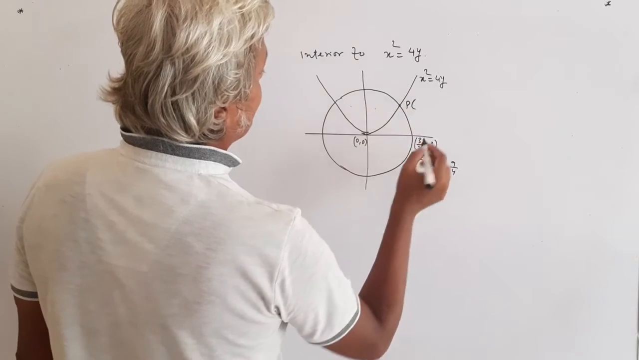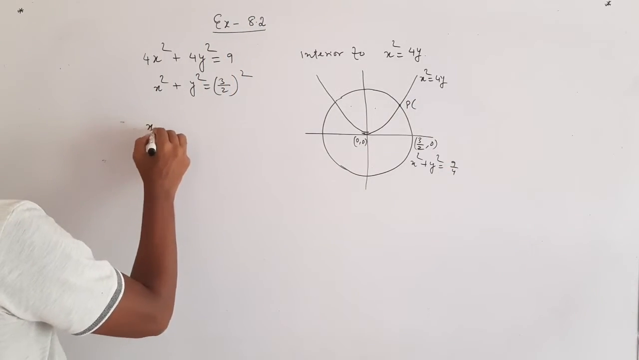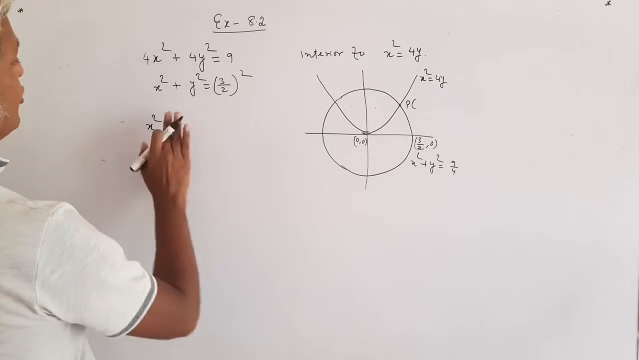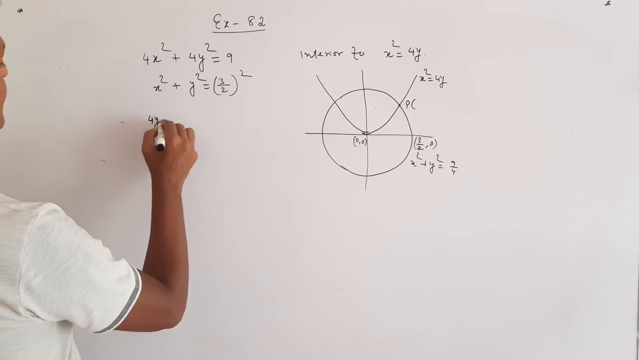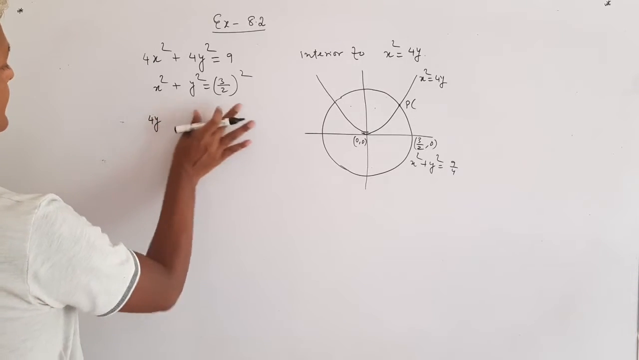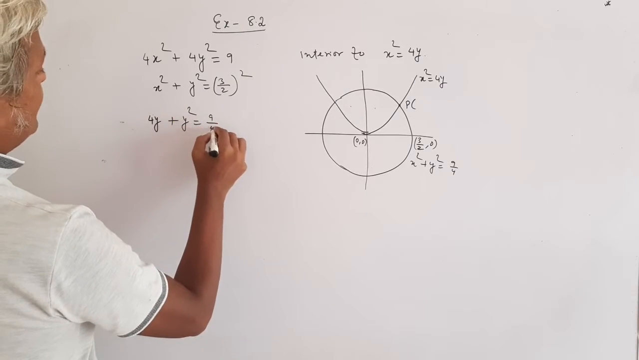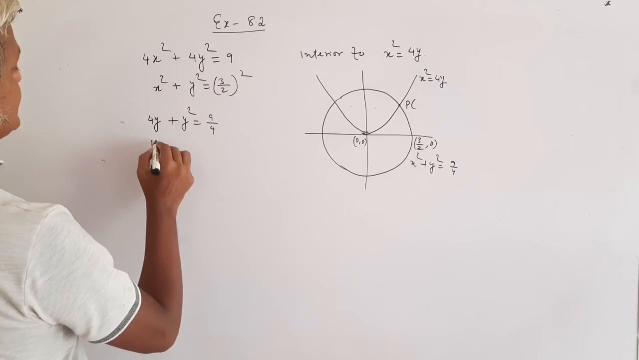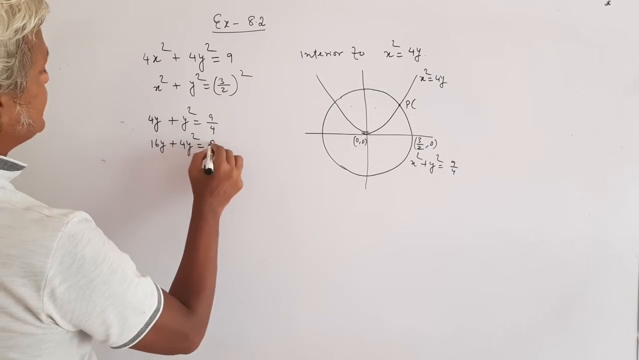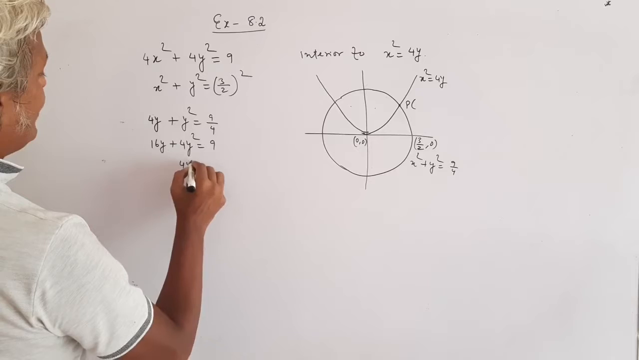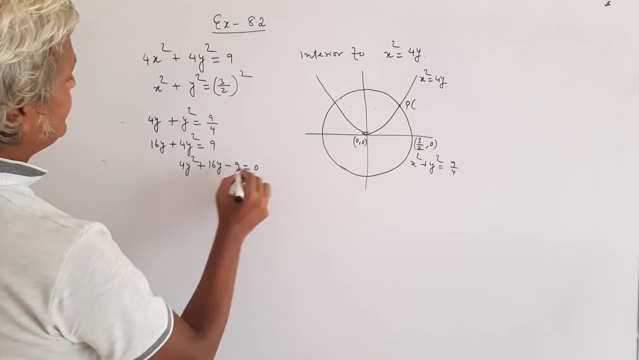Let me just name it as P. So here I have x square equals 4y. At the place of this x square I write 4y, so 4y plus y square is 9 over 4. Now cross multiply: 16y plus 4y square is 9. So it is 4y square plus 16y minus 9 is 0.